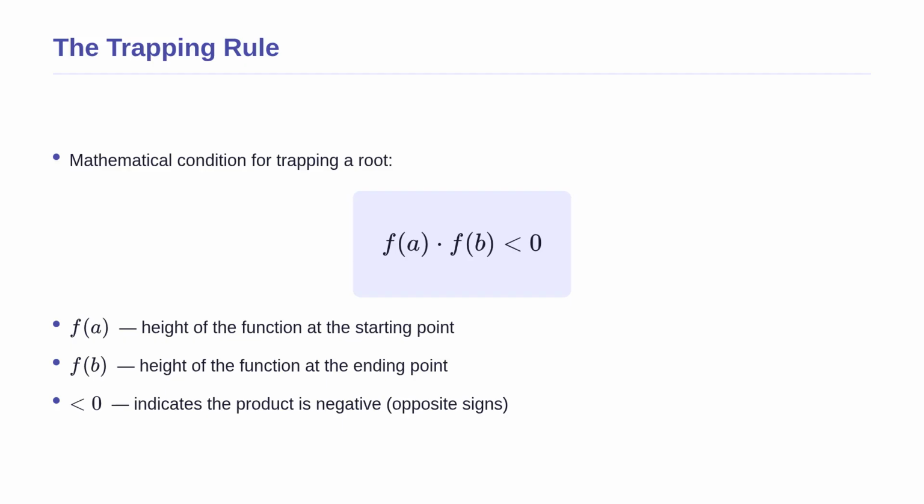Conceptually, this formula is a simple test for opposite signs. The symbol f of a is the height of the function at our starting point, and f of b is the height at our ending point. By multiplying them together, we are checking their signs. If one is positive and the other is negative, their product will be less than 0. When this condition is true, it guarantees that at least one root exists between those points. If both were positive, the product would be greater than 0, meaning we have not trapped the root.